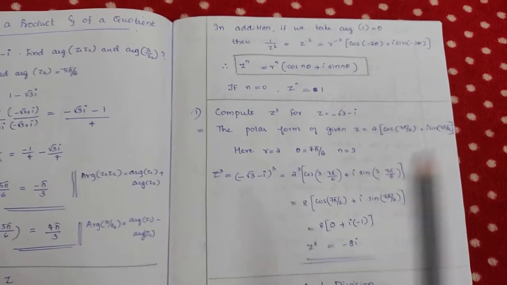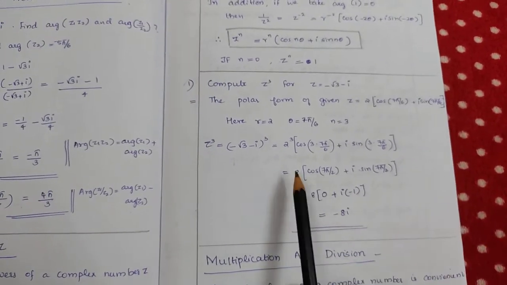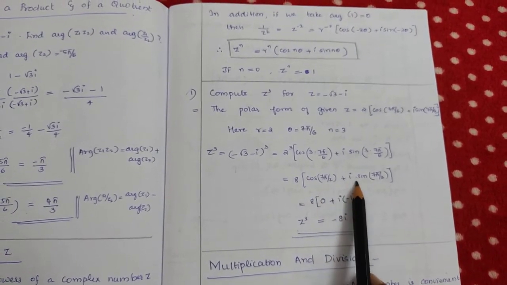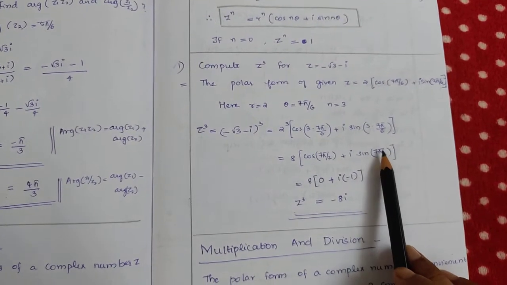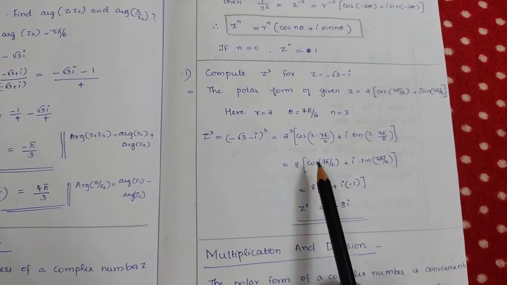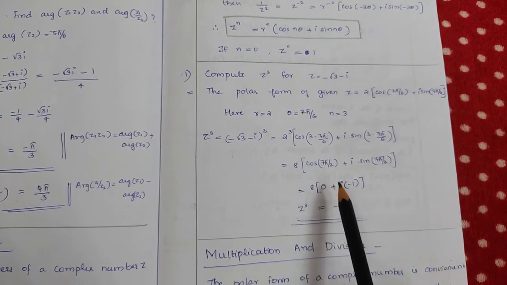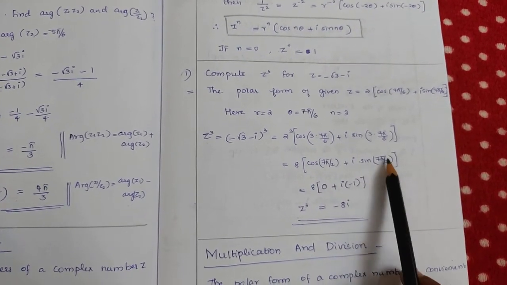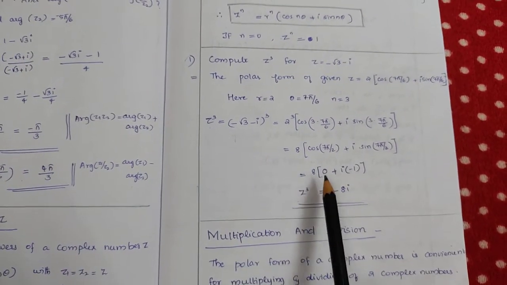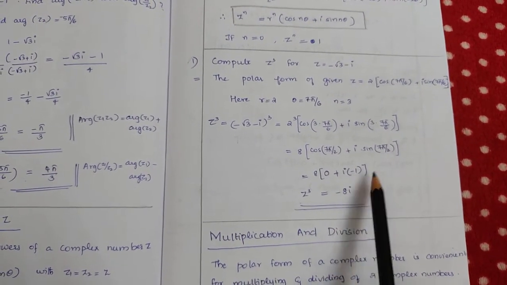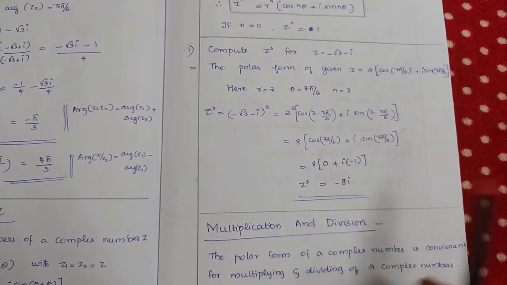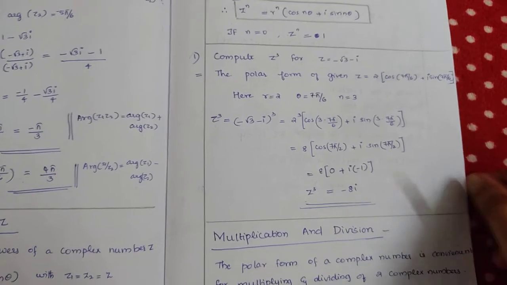That is 8 of cos 7 pi by 2 plus i sin of 7 pi by 2. Cos of 7 pi by 2 is 0. Sin of 7 pi by 2 is minus 1. So we get 8 of 0 plus i into minus 1, which is equal to minus 8i. So z cube is equal to minus 8i.